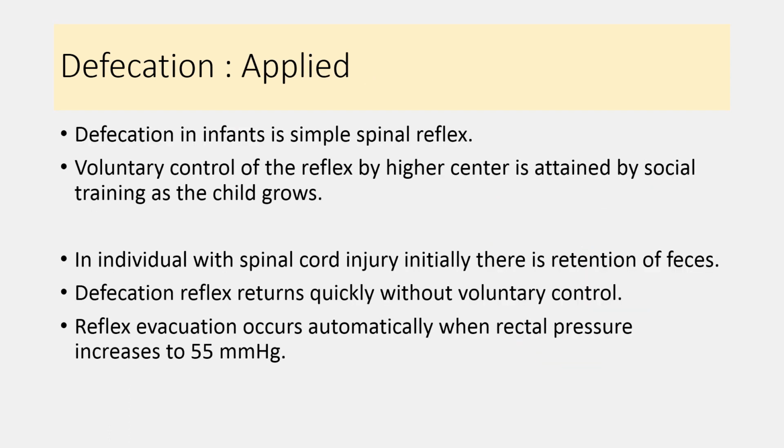Applied aspect of defecation. Defecation in infants is a simple spinal reflex, and voluntary control of the reflex by higher centers is attained by social training as the child grows. Now in an individual with a spinal cord injury, initially there is retention of feces because of the loss of the defecation reflex, and the defecation reflex returns quickly without voluntary control. So in patients with a spinal cord injury, voluntary control is lost and the defecation reflex becomes a simple spinal reflex, and reflex evacuation occurs automatically when the rectal pressure increases to 55 mmHg.